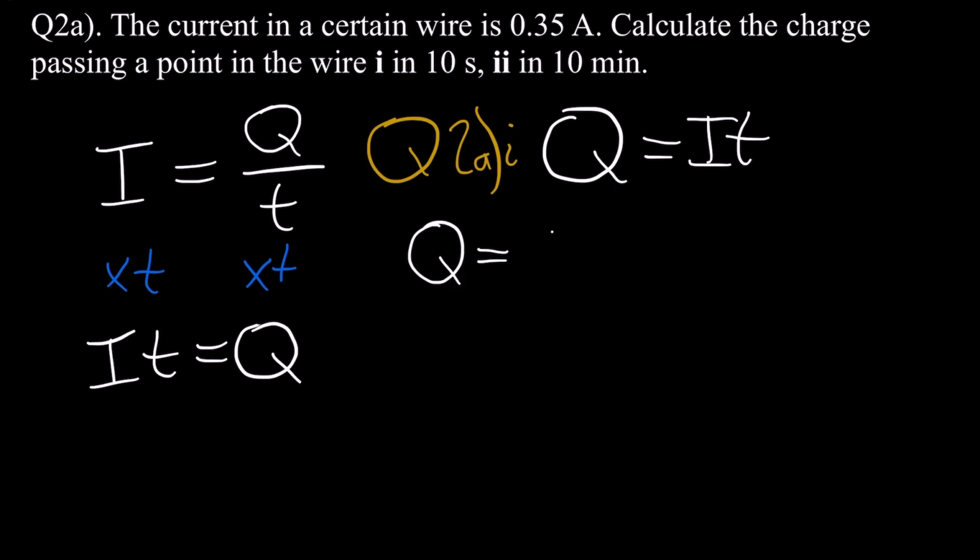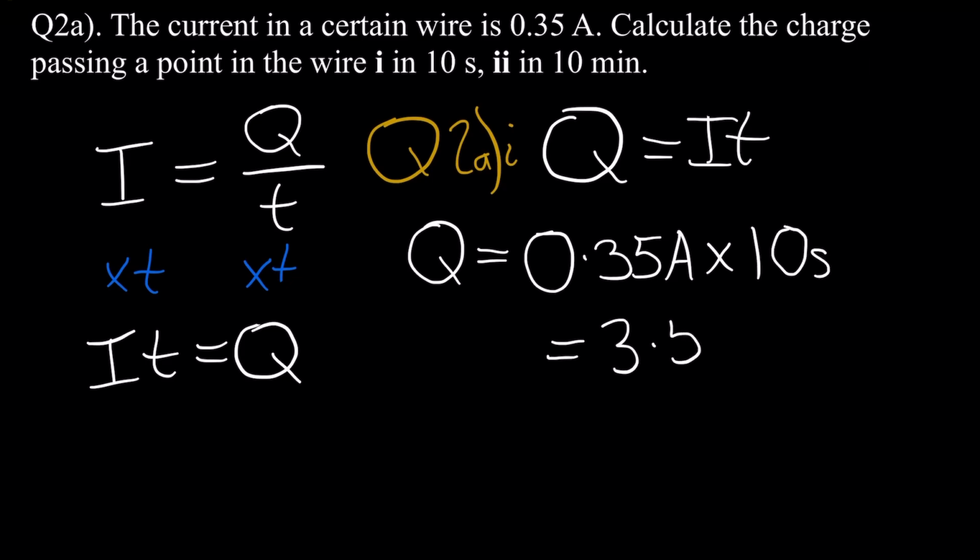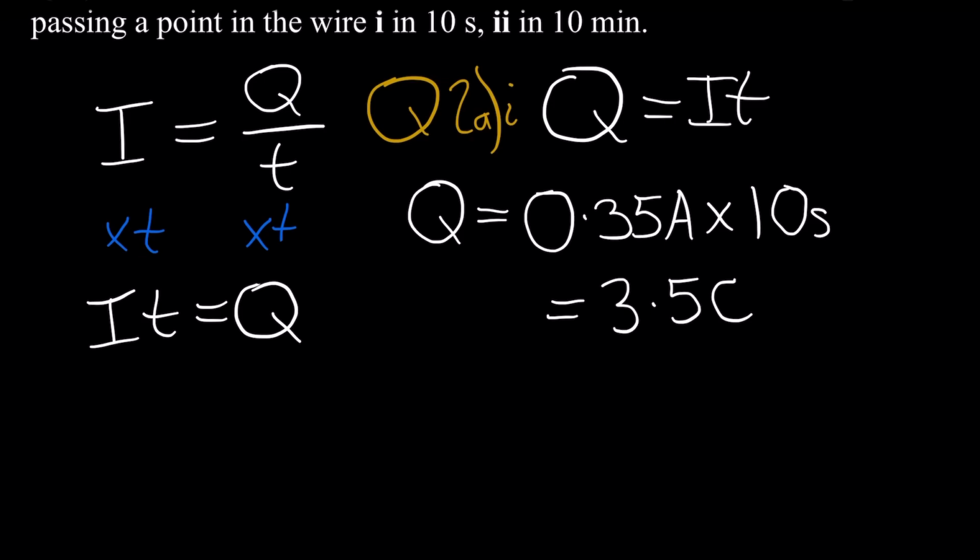So we get Q is equal to 0.35 amps times 10 seconds, and the answer to that is 3.5 coulombs. So this is the final answer to question 2a, part I. We also need to find the charge passing through a point in the wire, but this time in 10 minutes.